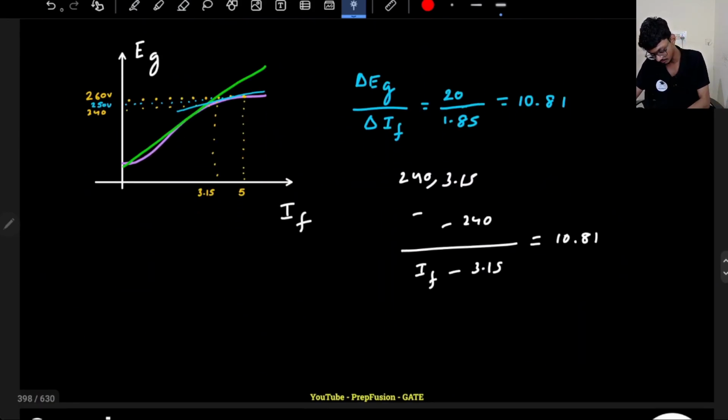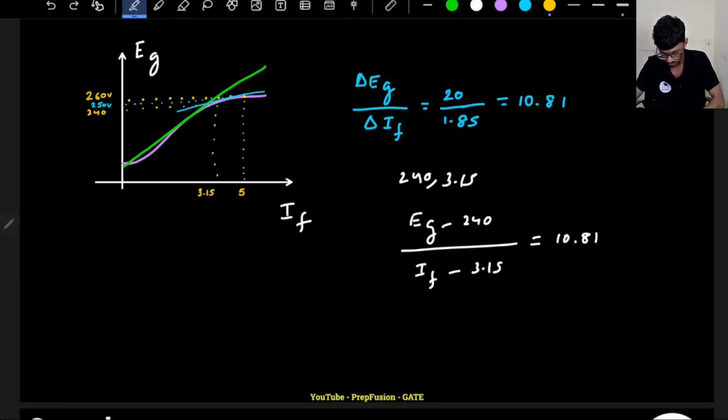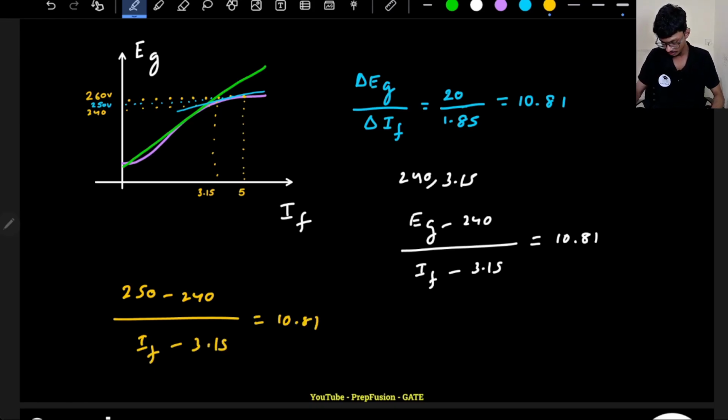So what will be the value of the field current then? This will be 250 minus 240 divided by If minus 3.15 equals 10.81. I don't know the value of the field current, so from here I can directly say this is 10 plus 3.15. So this is If. From here, If comes out to be 4.07 amperes.